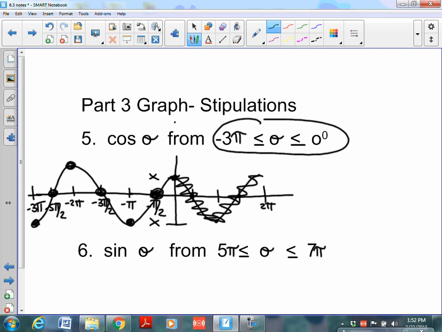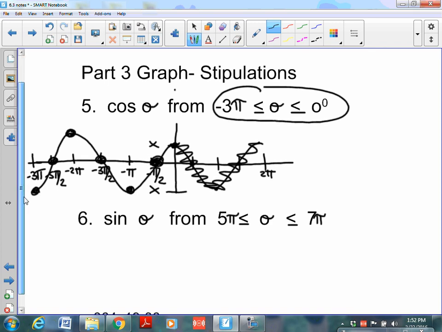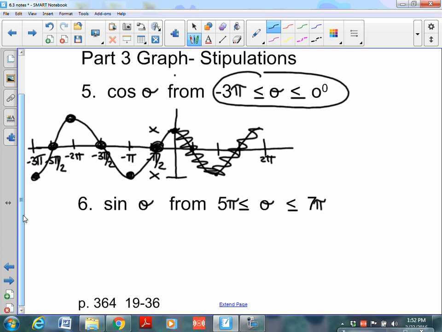Final answer. What did I make? I made a full graph. Everybody see the full graph? And then a half of a graph. Because I'm following what they're asking me to graph, right? Following the stipulation. Okay, this one, sine of theta is 5 pi to 7 pi.